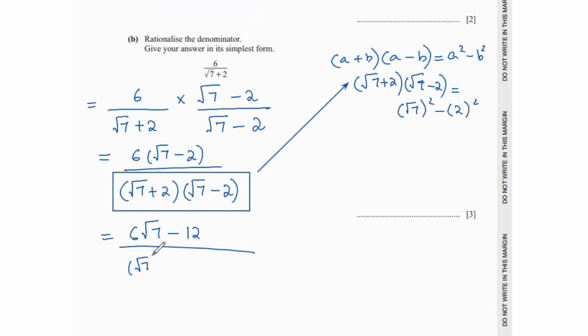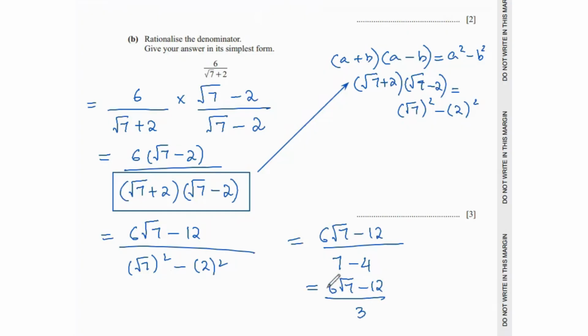So root 7 squared minus 2 squared, that's 6 root 7 minus 12 over, the square of a square root is the number inside the root, so that's 7, and this is minus 4. That gives us 3. We can divide 6 by 3, which is 2. Nothing happens to the number inside the root, and 12 divided by 3 is 4. So 2 root 7 minus 4 is your final answer.